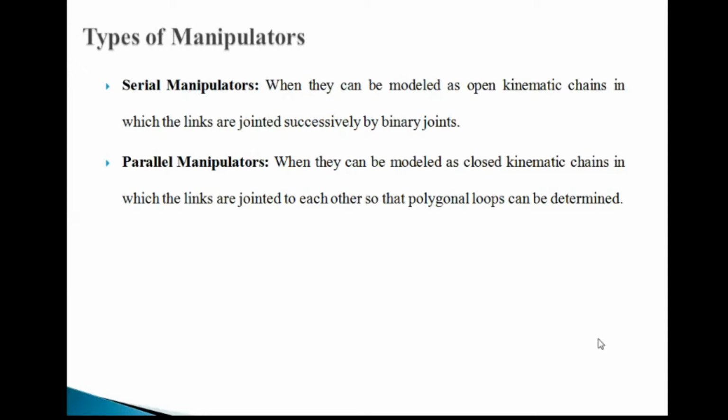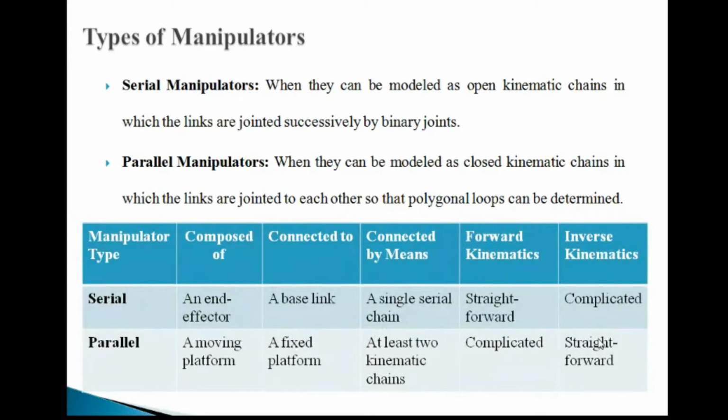So basically there are two types of manipulators. First are serial manipulators, when the manipulator can be modeled as open kinematic chains in which the links are jointed successively by binary joints. Then are the parallel manipulators, when they can be modeled as closed kinematic chains in which the links are jointed to each other so that polygonal loops can be determined.